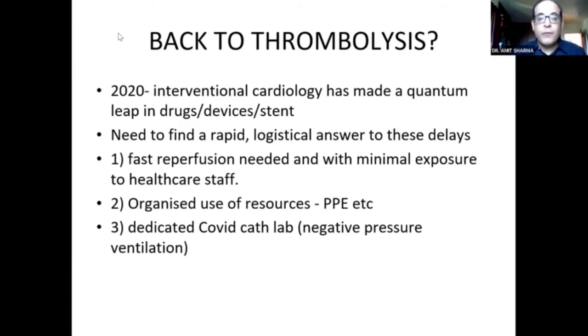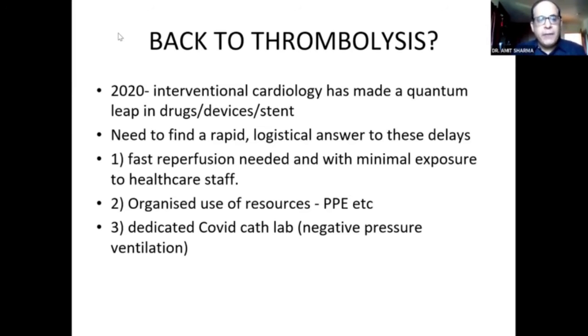We had to make use of proper resources. Remember, these are times when even corporate hospitals have been challenged with regards to their finances. So use of PPEs and all other things became a bit of a challenge. Plus, you have to have a hospital which has a dedicated cath lab with negative pressure ventilation. Now, where do you have two cath labs of which one will be like this?